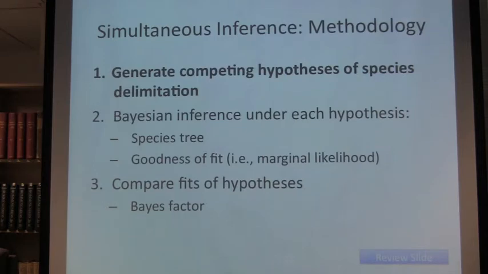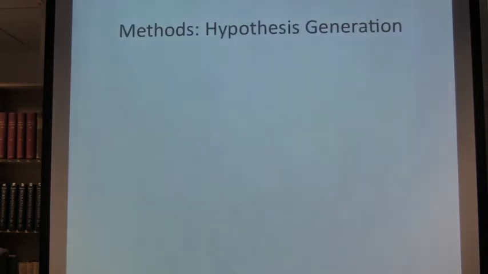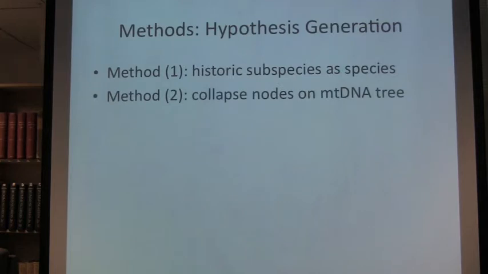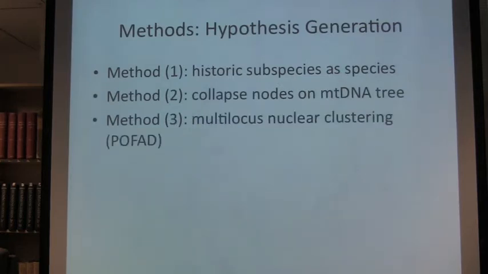So for step 1, hypothesis generation, hypotheses were generated in 3 ways. First, historic subspecies were treated as species. Second, I collapsed nodes on the mitochondrial gene tree. And third, I used multilocus nuclear clustering implemented via POFAD to look for any additional genetic clusters.